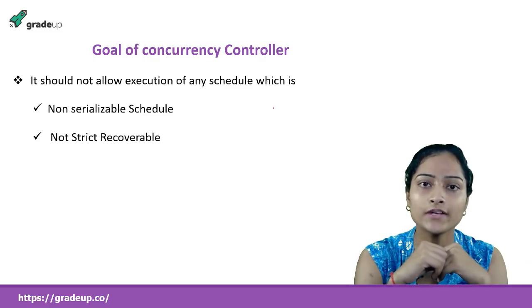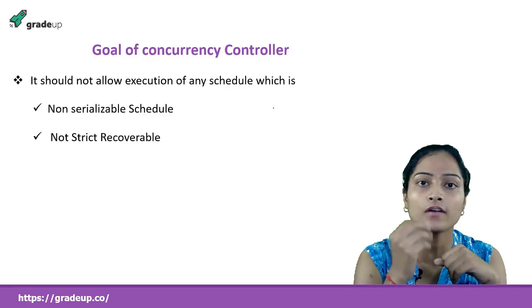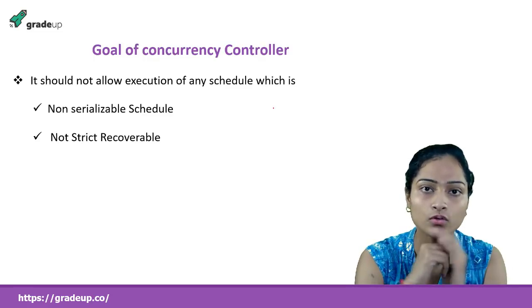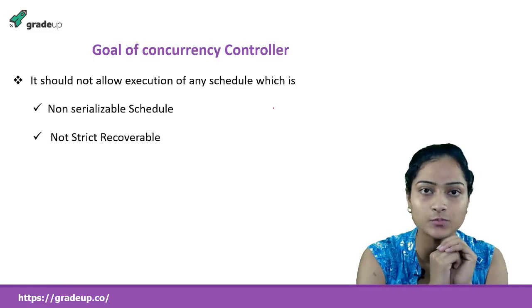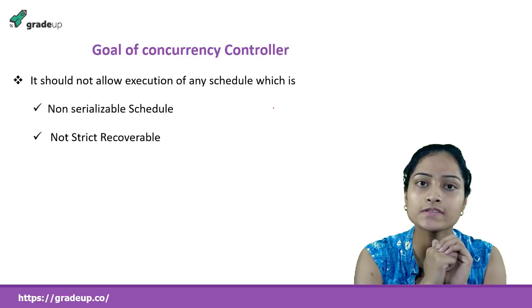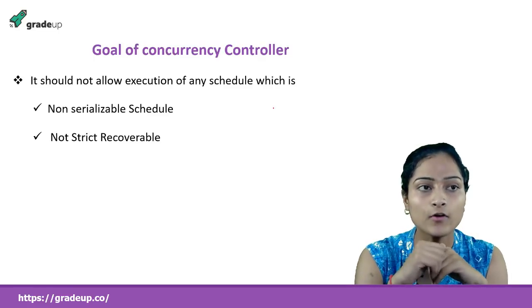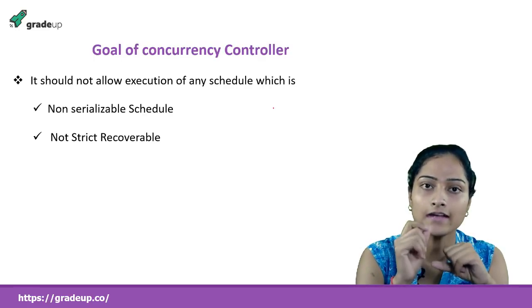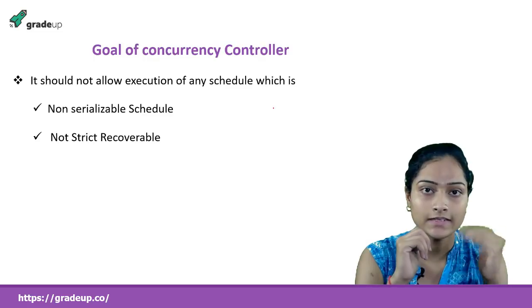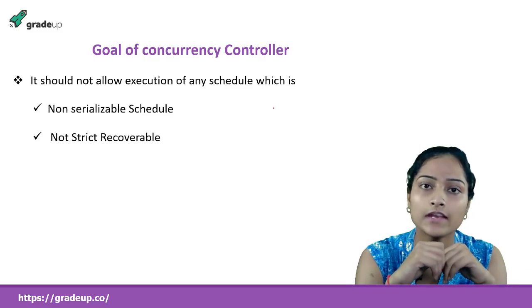And when you are going to execute any concurrent schedule, the basic problem which a system faces is that there are some concurrent schedules which may lead to wrong results. And our concurrency controller in database management system should be able to stop the execution of those concurrent schedules. For this purpose, we studied about serializability, and for atomicity and durability of our transaction system, we studied about recoverability.